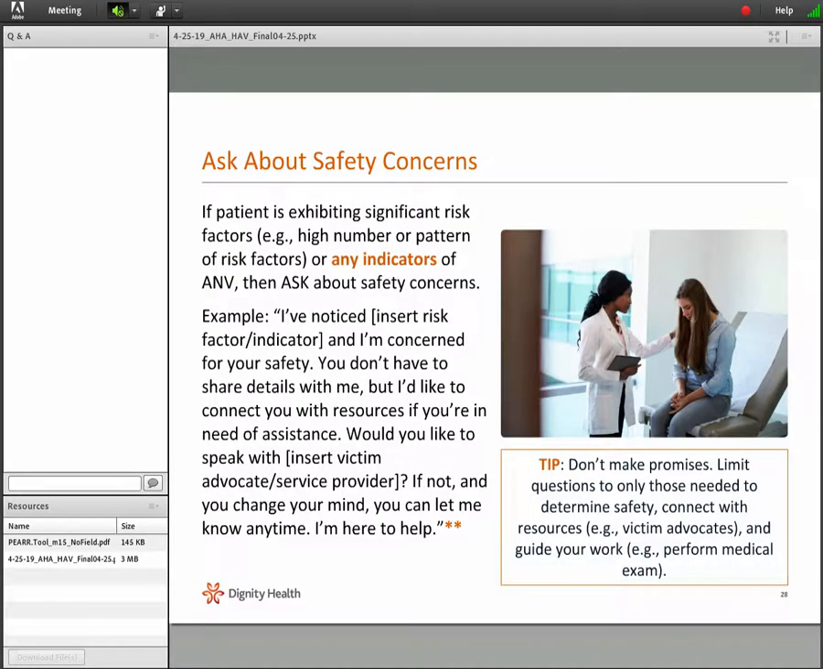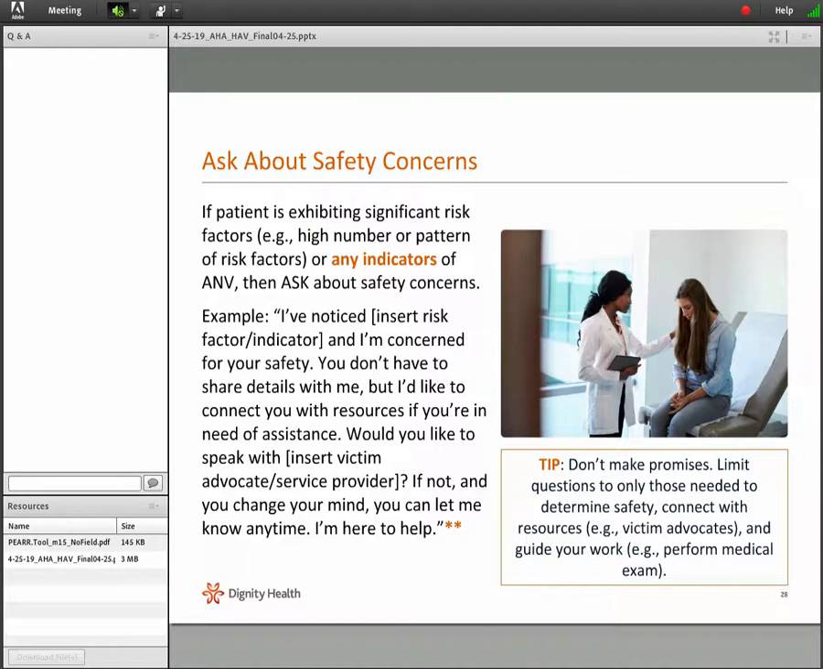If the patient is exhibiting significant risk factors or any indicators of abuse, neglect, or violence, then you want to ask about those safety concerns regardless of the setting that you work in, hospitals, long-term care settings. So another example statement, I've noticed, and then talk about what you're noticing. I've noticed that you have a tattoo that seems to indicate someone's initials and a crown, and I know that's associated with some forms of violence, and your boyfriend seems really controlling. I'm concerned for your safety. You don't have to share details with me, but I'd like to connect you with resources.